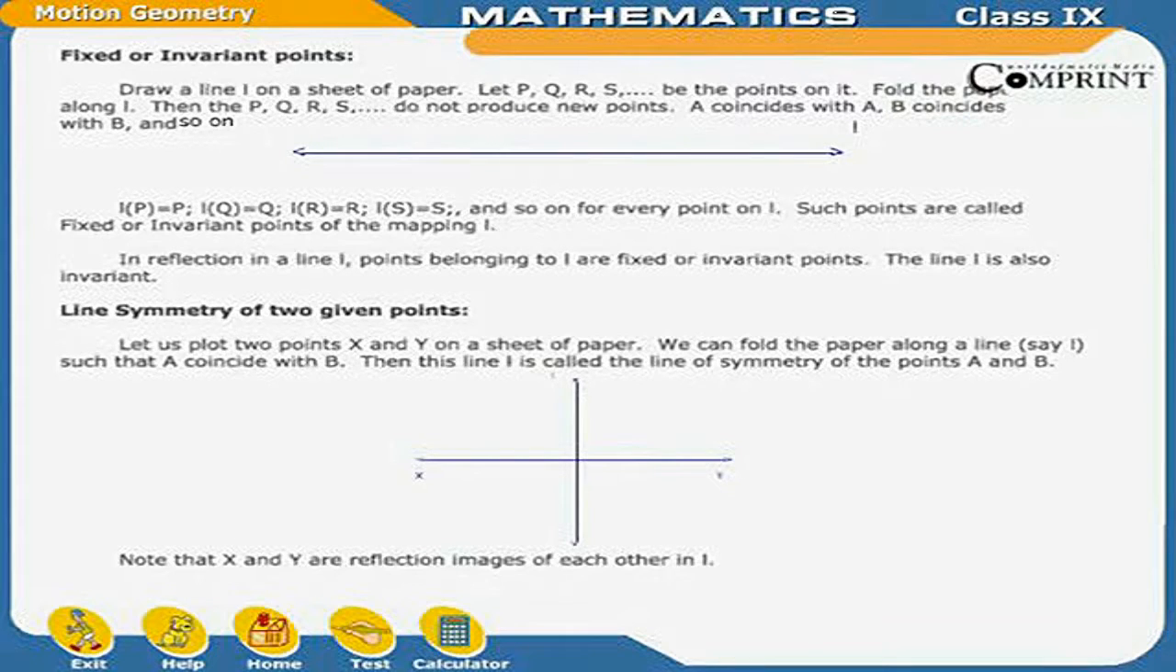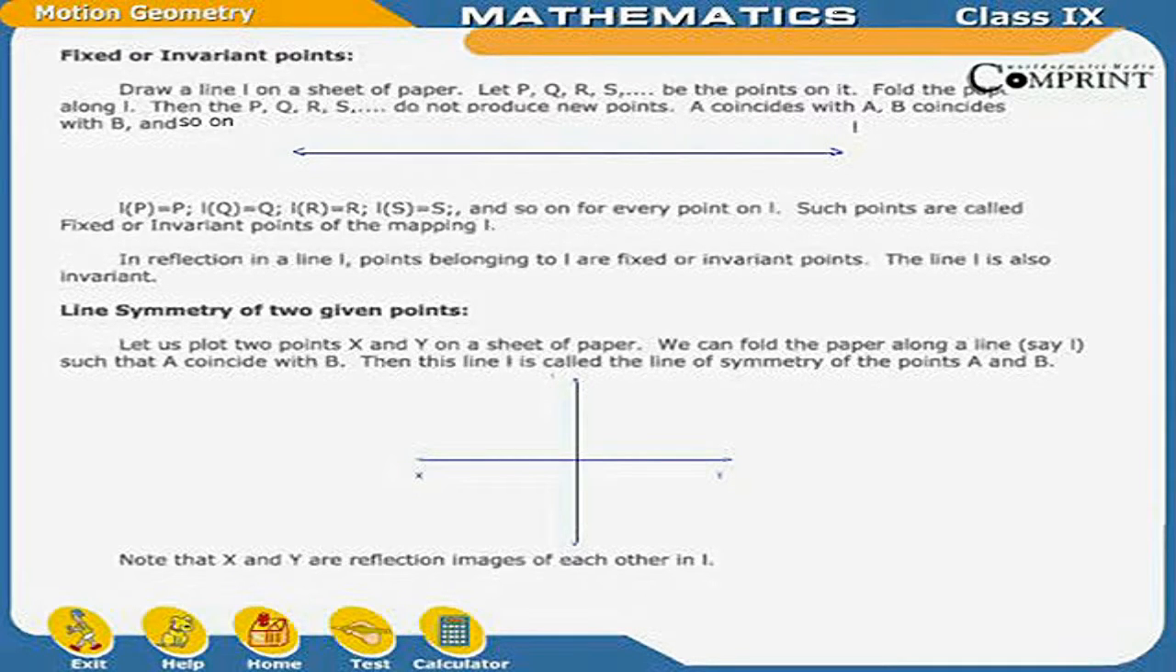Fixed or invariant points. Draw a line L on a sheet of paper. Let P, Q, R, S and so on be the points on it. Fold the paper along L. Then P, Q, R, S and so on do not produce new points. P coincides with P, Q coincides with Q and so on.